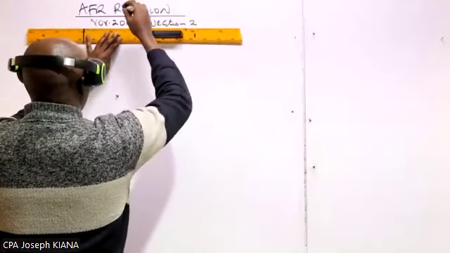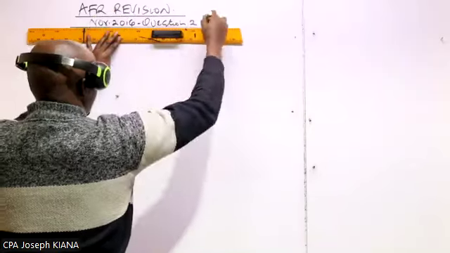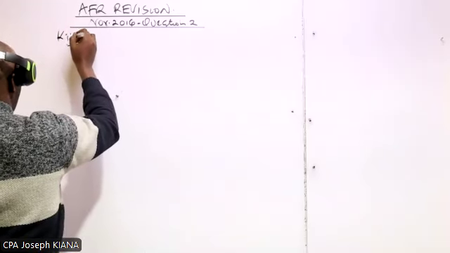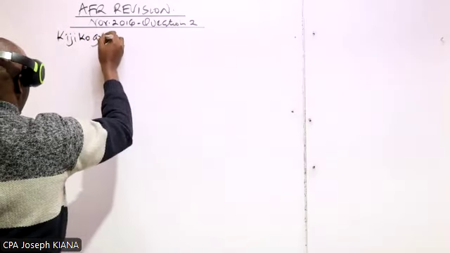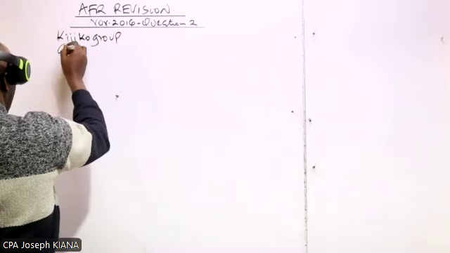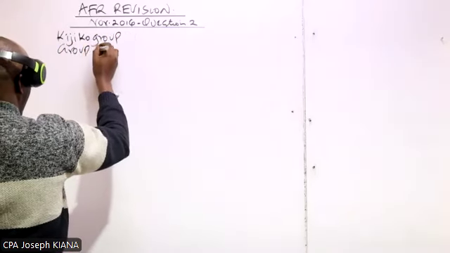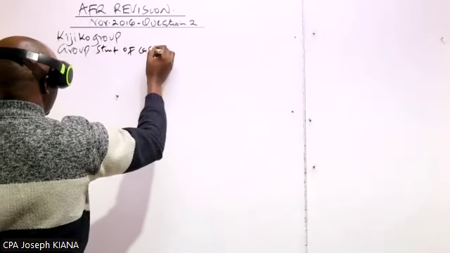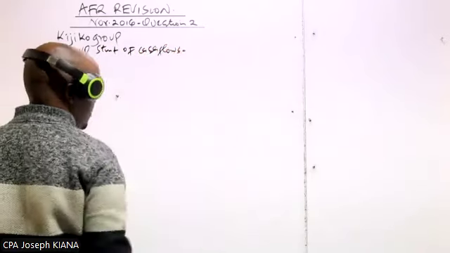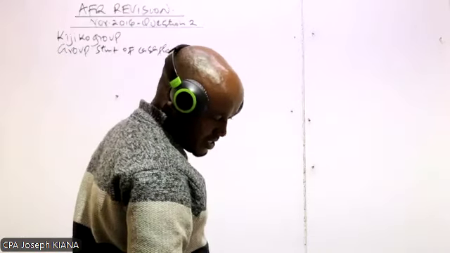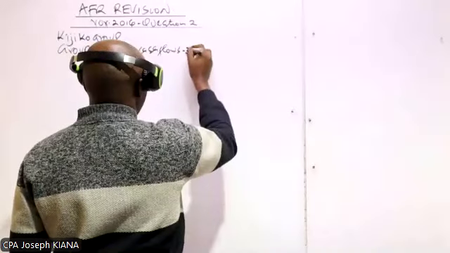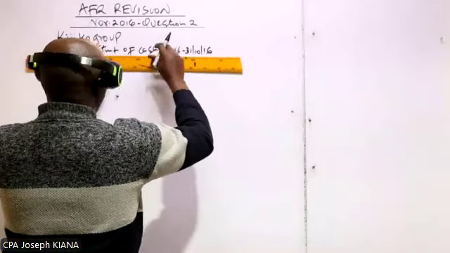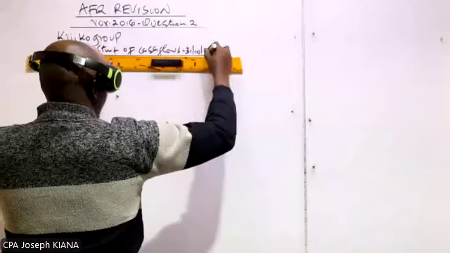Like in this case, we are required to prepare the group cash flows. So the name of the group is FSK Group. This is the group or consolidated statement of cash flows, which is for the year which ended 31st of October 2016.